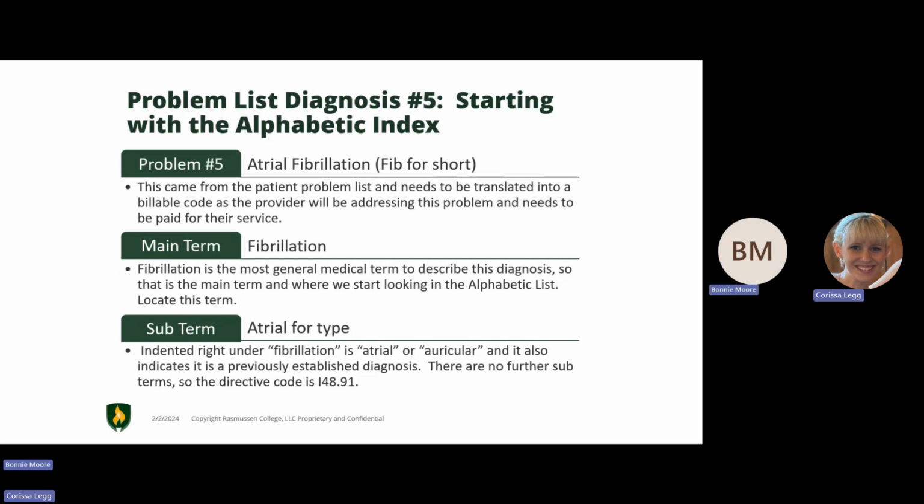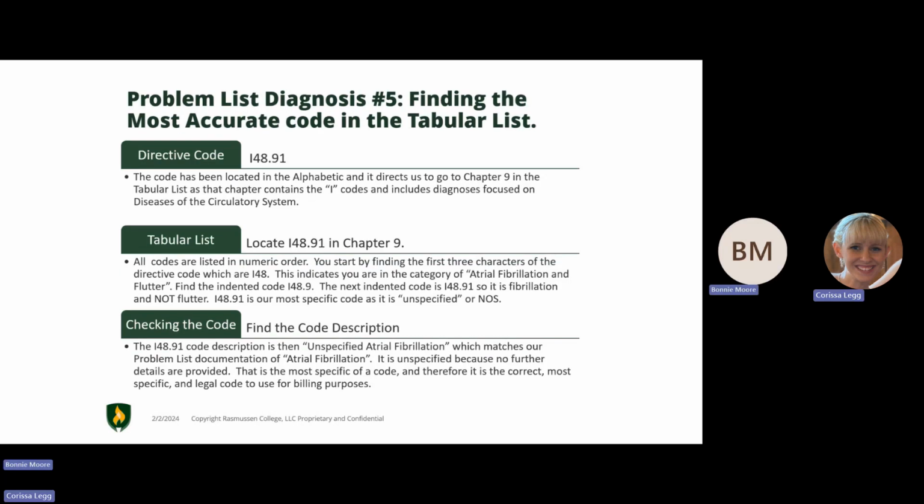So the directive code is I48.91 for atrial fibrillation. So now we're going to look that up in the tabular list. And again, we're back to chapter 9, which has the diseases of the circulatory system. Start with the I48, find that first, and then locate underneath of that, indented, you'll find an indented code I48.9.